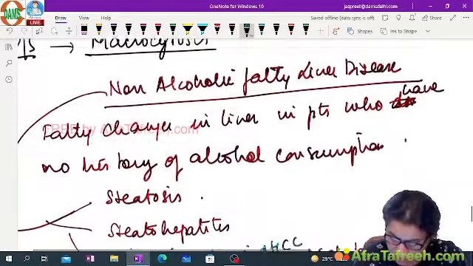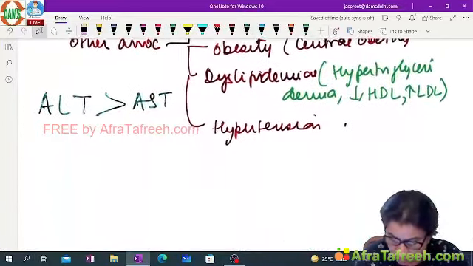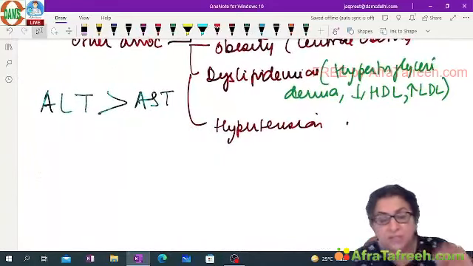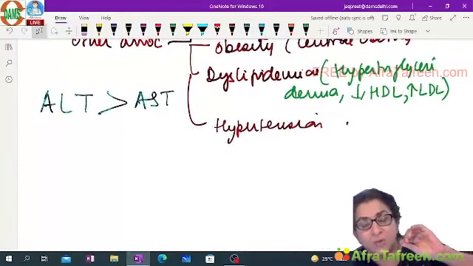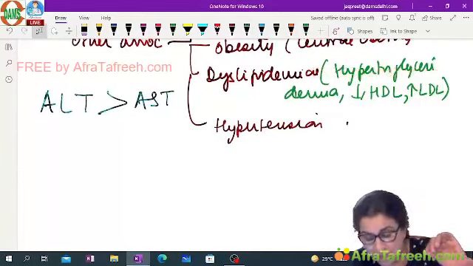Okay, so the second is non-alcoholic fatty liver disease. Now let us come to the next entity. Yes, the terms fibrosis and sclerosis are the same. Fibrosis and sclerosis are the same.